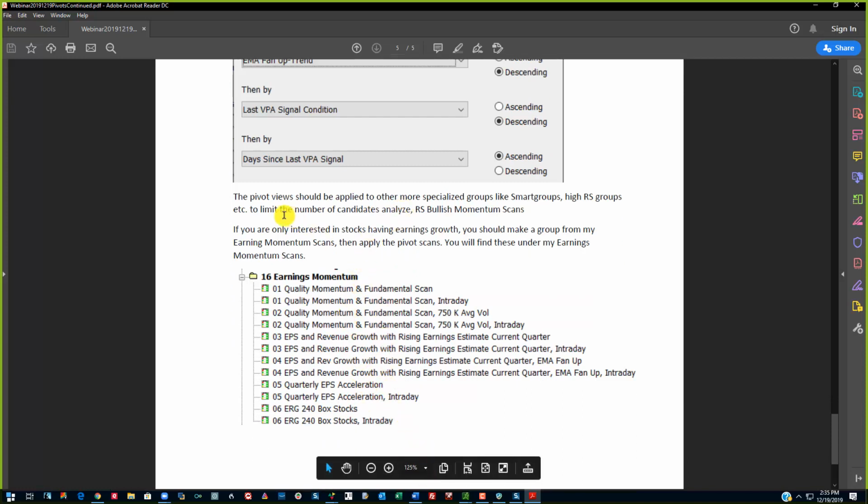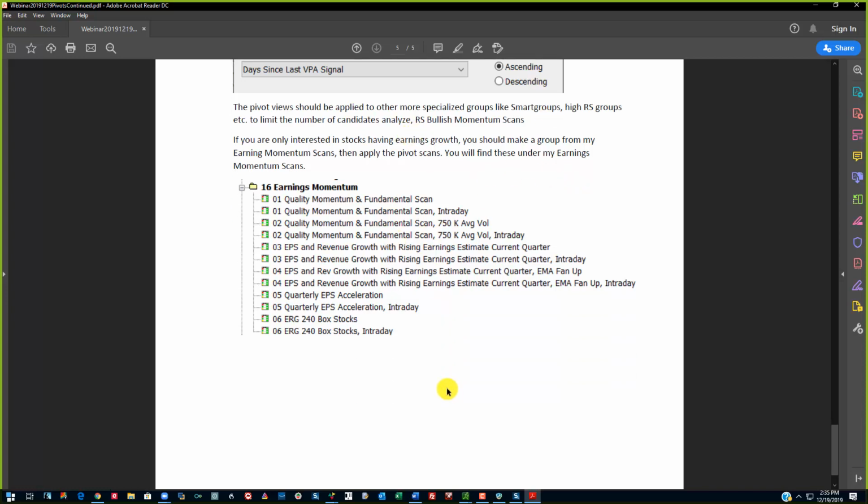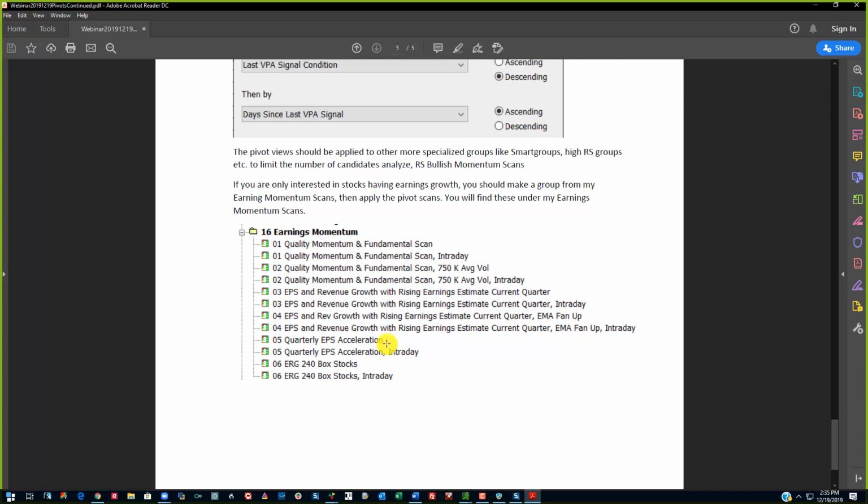And this information here just talks about before you do these scans, you probably want to limit the type of stocks that you're looking for. If you're interested only in stocks with quarterly earnings growth and so on, you go to my number 16 earnings momentum folder, make a group, and then scan on that rather than scanning the whole universe. Okay?